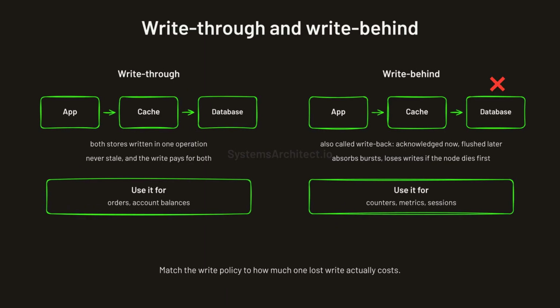Writes need a policy too, or the cache and the database drift apart. A write-through cache writes to both stores in the same operation. Data is never stale, and write latency becomes the sum of both writes. A write-behind cache, also called write-back, acknowledges immediately. It flushes to the database later. That absorbs bursts of writes at the risk of losing data if a node dies before the flush. Use write-through for orders and account balances. Use write-behind for counters, metrics, and session updates.